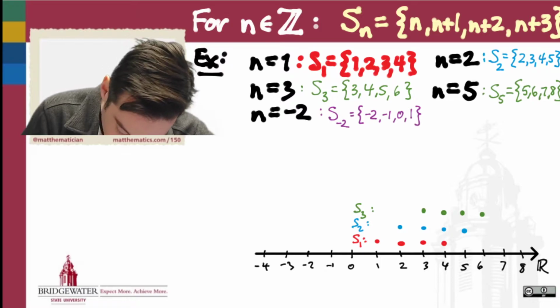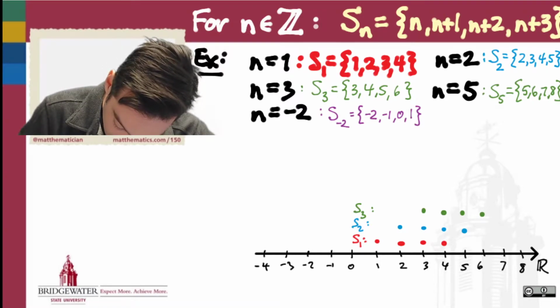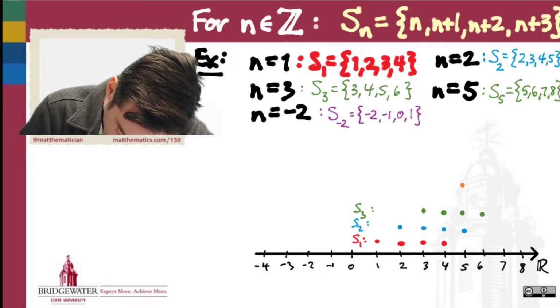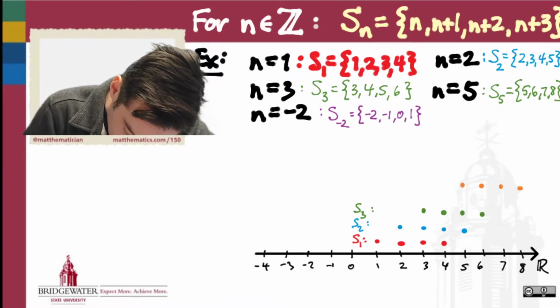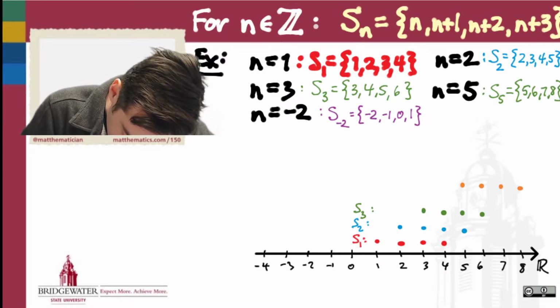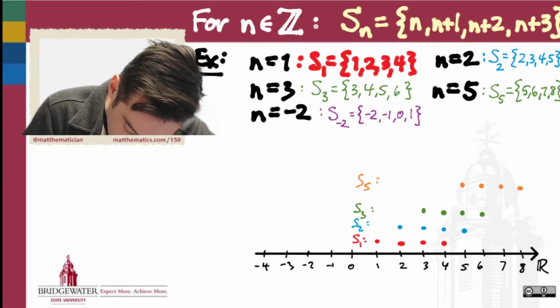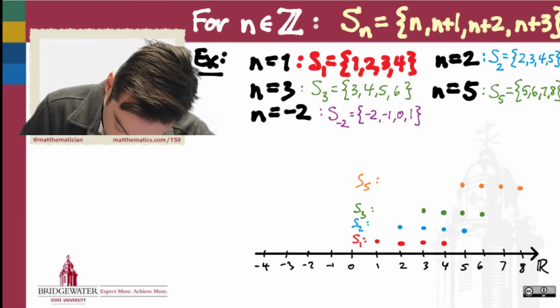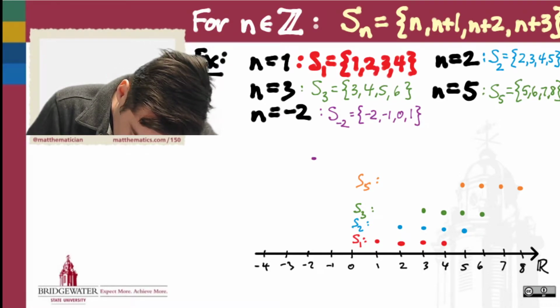S5, so I was just picking some random examples here. S5 is 5, 6, 7, and 8. And so S5 is over here somewhere, 5, 6, 7, 8. There's my S5. S negative 2 is negative 2, negative 1, 0, and 1.